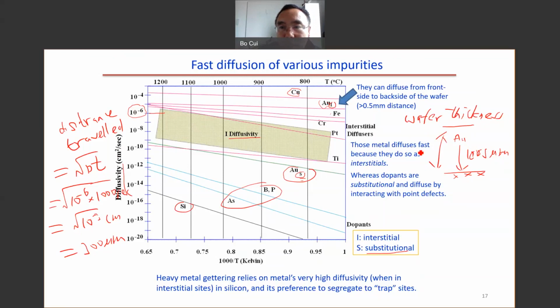usually the wafer thickness is like 700 micrometer. You can see this is comparable to the wafer thickness. That's why I mentioned, those impurities, they can travel from one side of the wafer to the other side of the wafer and get trapped there at the other side. So this is the idea of the trapping, because those impurities can move around far away.